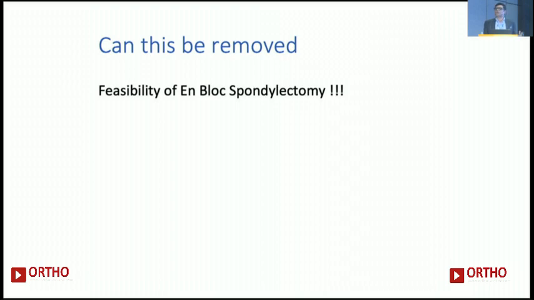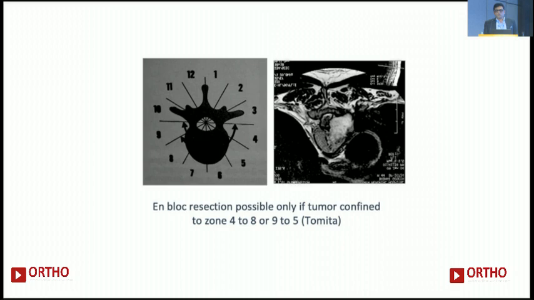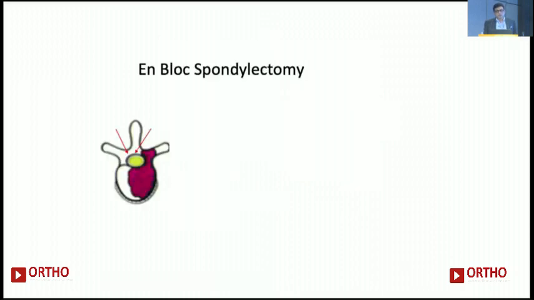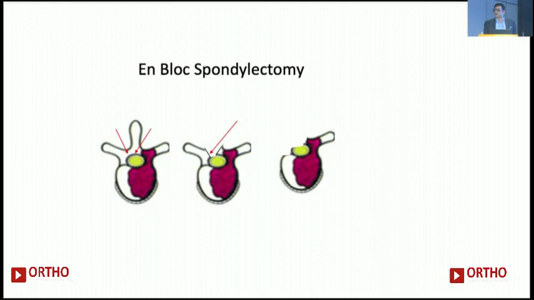And that's where the en bloc spondylectomy comes in. Now, en bloc spondylectomy is a big surgery and there is no way that you can do it small. So you have to identify those patients who are the ideal candidates for en bloc spondylectomy. The idea is that you remove the tumorous part from the spine without really getting into the tumor. So the steps are you have to separate out the elements, and slowly you have to deliver the tumorous part out of the spine without really getting into the tumor.